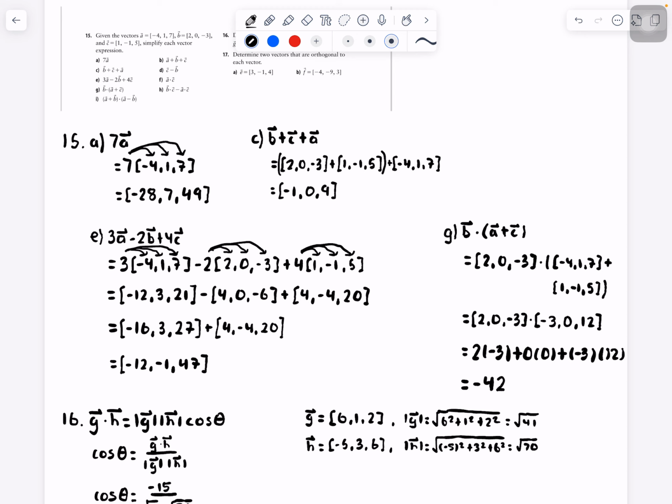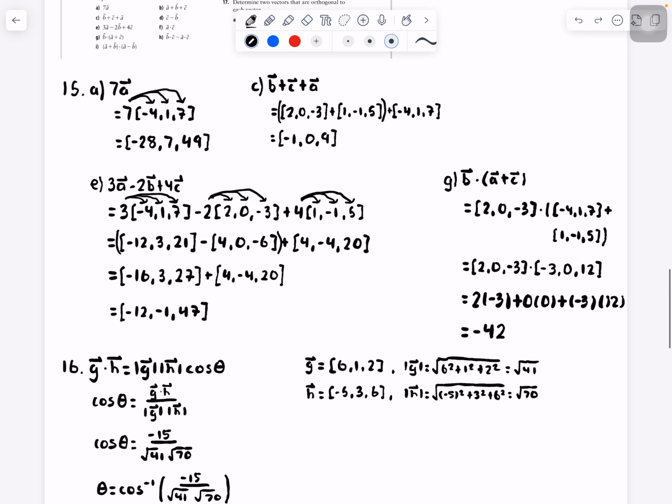And then I added these first, but again, it really does not matter. Vector addition is associative. You could have done it any way you like. I don't need to put brackets there anymore. And then just do component-wise addition. Beautiful.